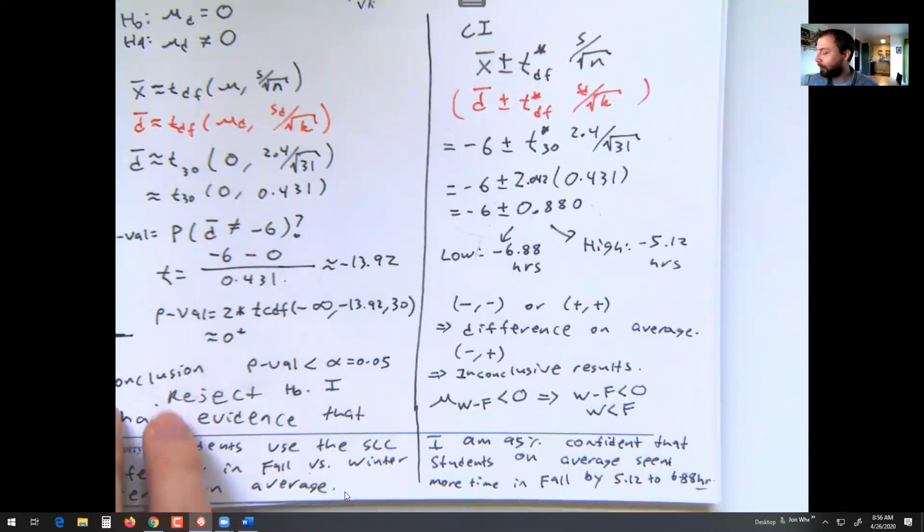So inference for matched pairs, this might seem like it's new material, but it's not. It's really just doing the inference for a single average, but thinking in the conclusion, I'm comparing groups.